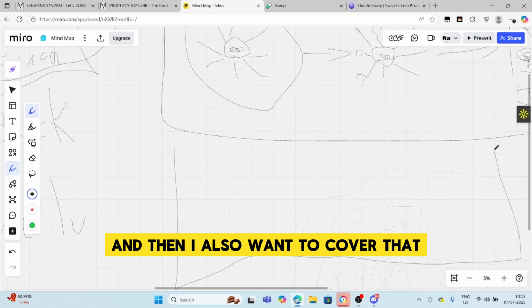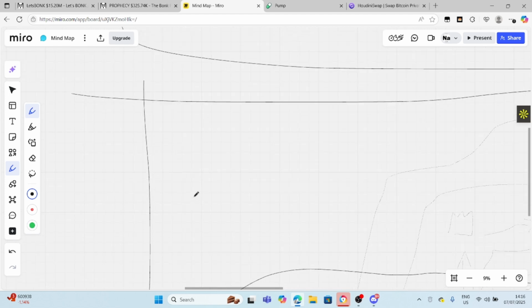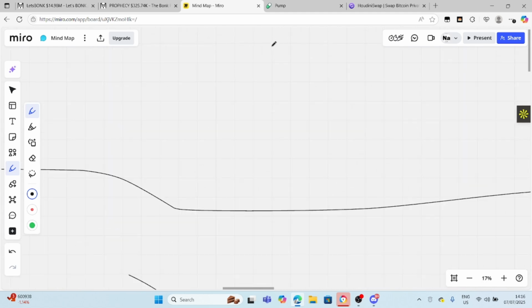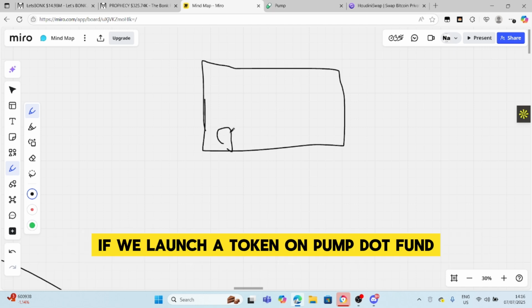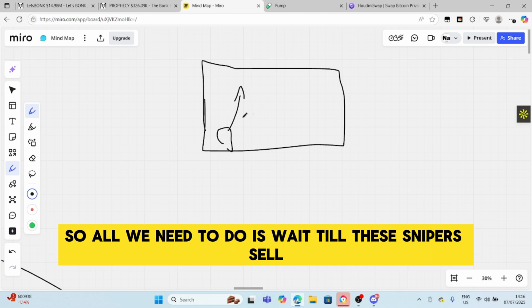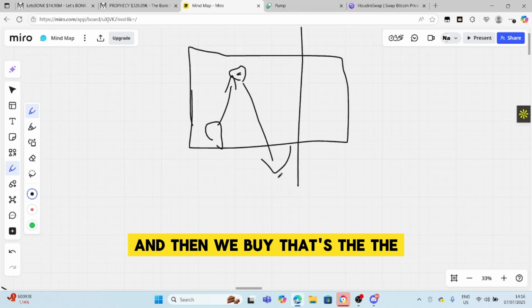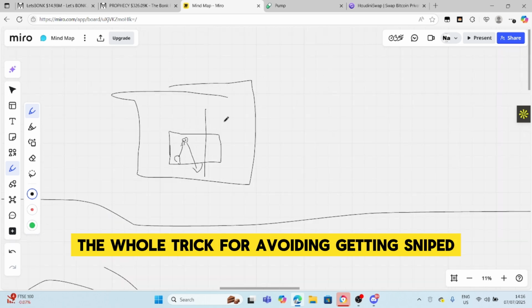I also want to cover that there are many players trying to mess with us. If we launch a token on pump.fun, there are going to be snipers that instantly put the price up. So all we need to do is wait until these snipers sell, and then we buy. That's the whole trick for avoiding getting sniped.